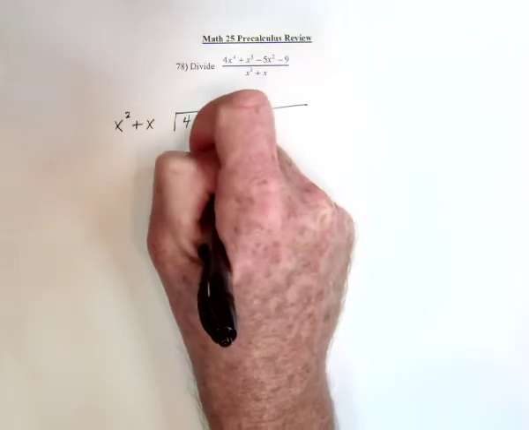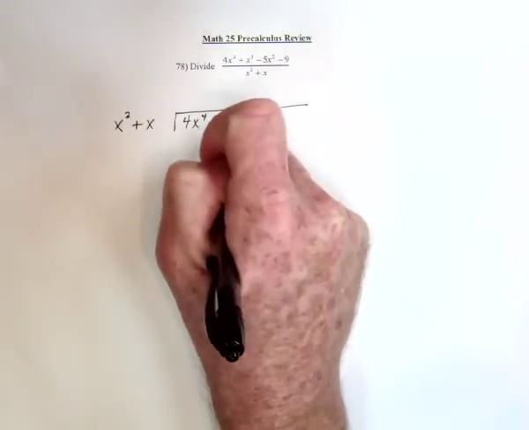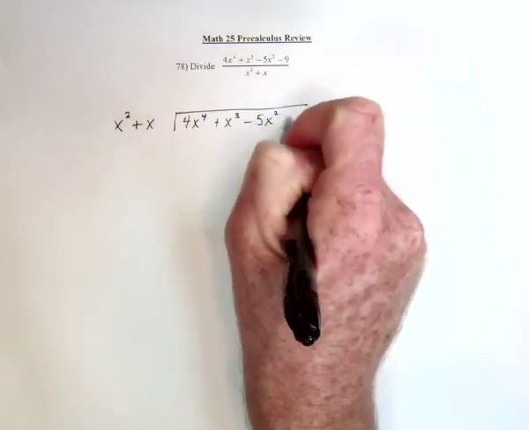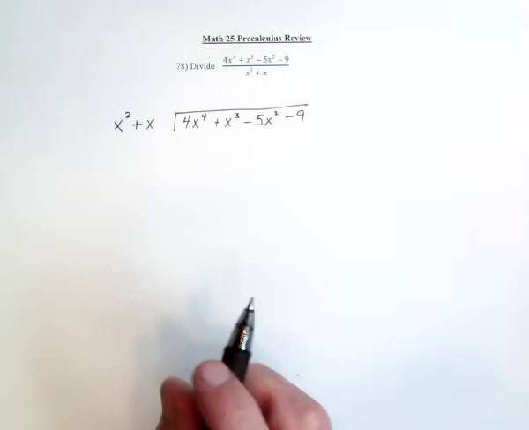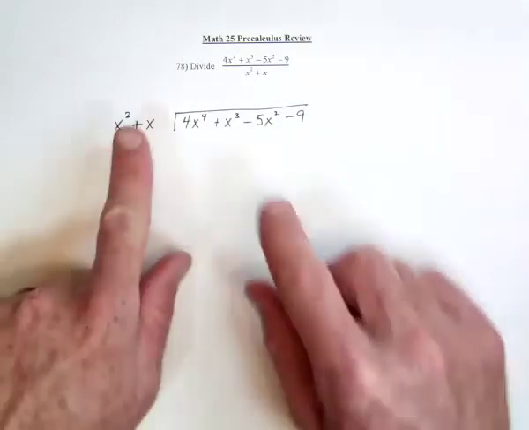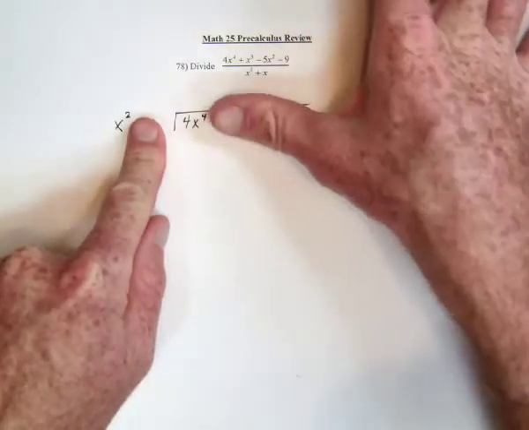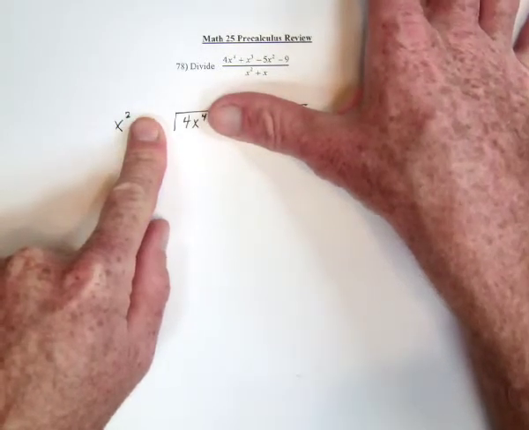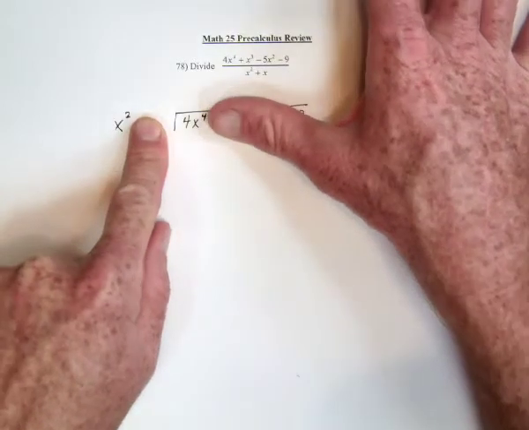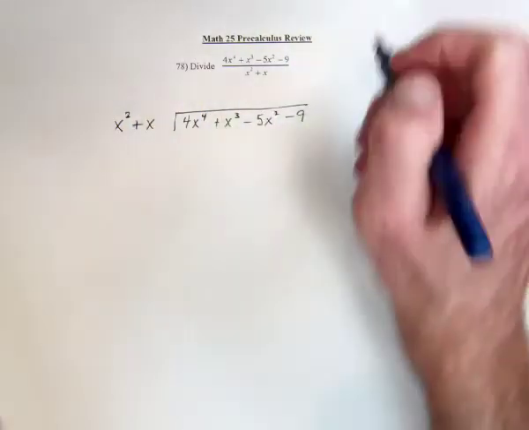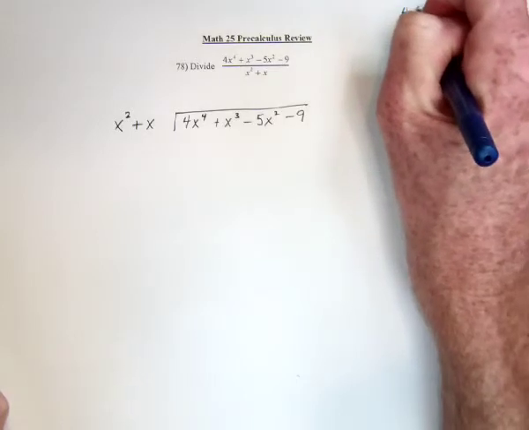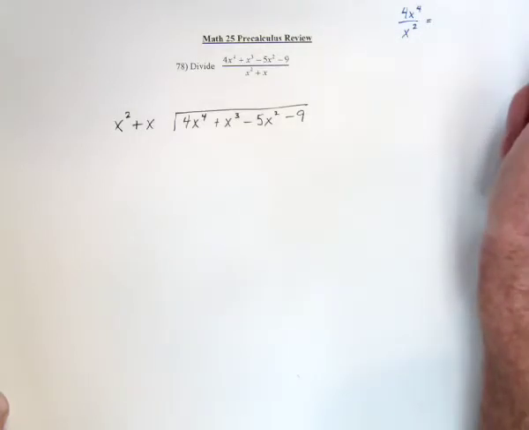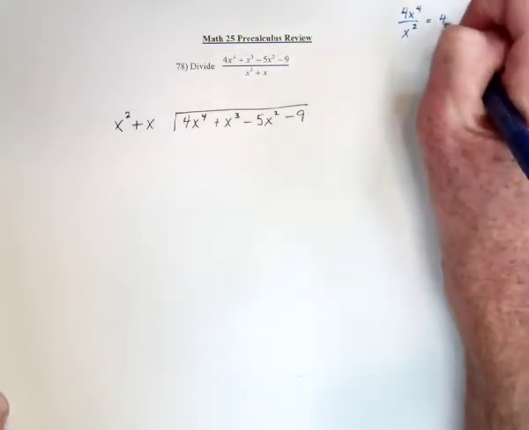So divide x squared plus x into 4x to the fourth plus x to the third minus 5x squared minus 9. With long division, you basically just compare the first term to the first term. So how many times will an x squared divide into a 4x to the fourth? You could look at it as, you've got 4x to the fourth, you're dividing by x squared, then how many times will it go? Well, when you reduce this, it's 4x squared.